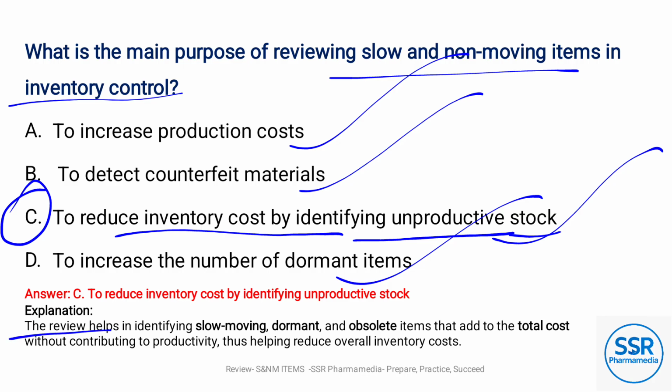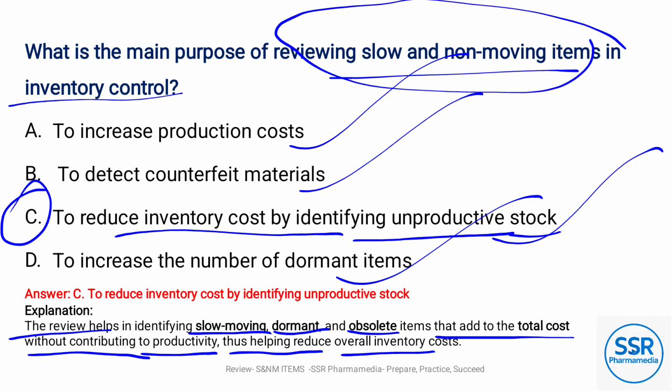This review helps in identifying slow moving, dormant, and obsolete items that add to the total cost without contributing to productivity, thus helping reduce overall inventory cost. You must know about slow and non-moving items, which means you must know three words: slow moving, dormant, obsolete. Slow moving you will understand.